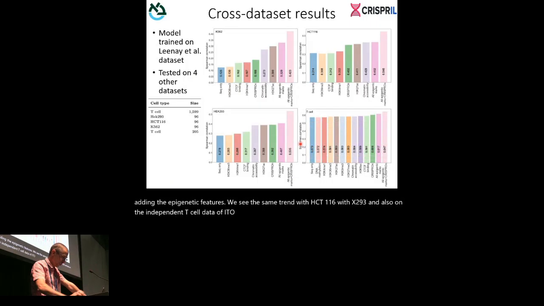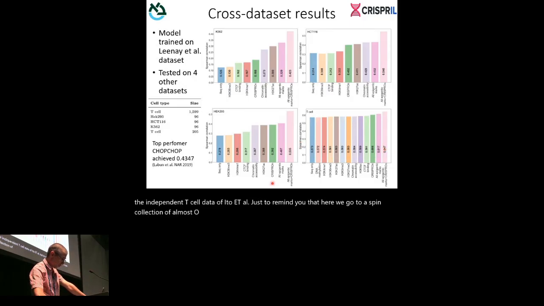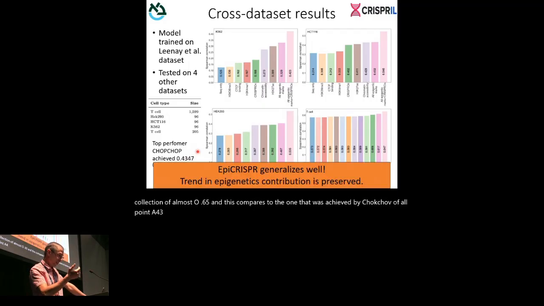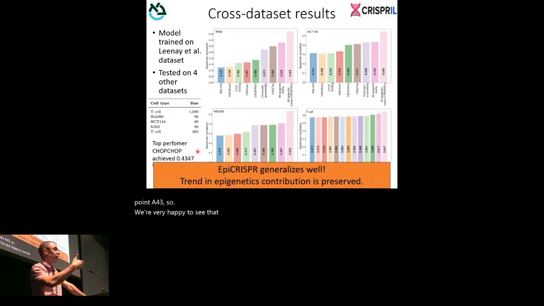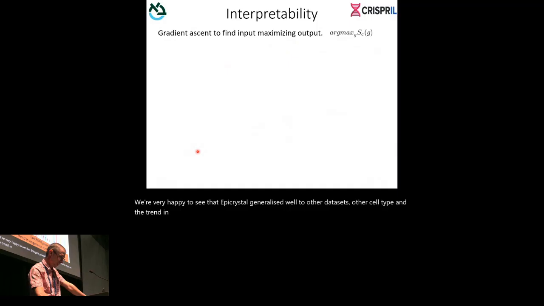Just to remind you that here we go to a Spearman correlation of almost 0.65, and this compares to the one that was achieved by CHOPCHOP of 0.43. So we're very happy to see that EpiCRISPR generalized well to other datasets, other cell types, and the trend in epigenetics contribution is preserved. Last, I will show the interpretability analysis that we performed.